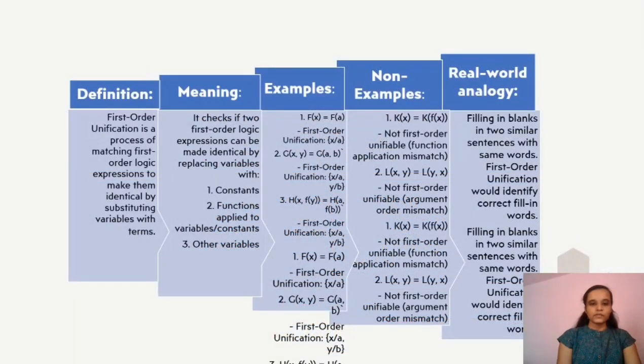Third is first order unification. This type works with first order logic. It allows variables, constants, and functions, but not functions of functions. It's the most commonly used type in AI systems, especially in Prolog and theorem proving.